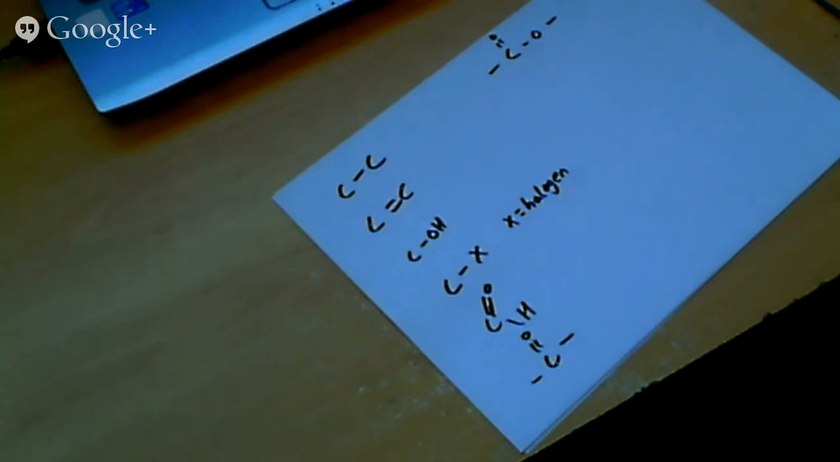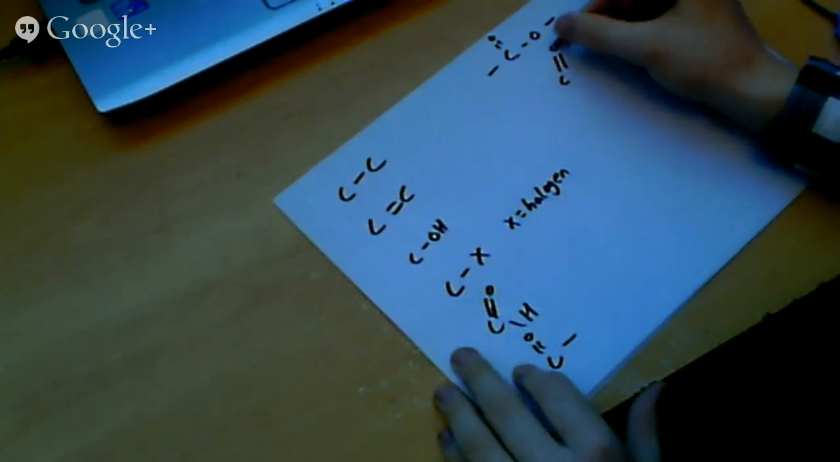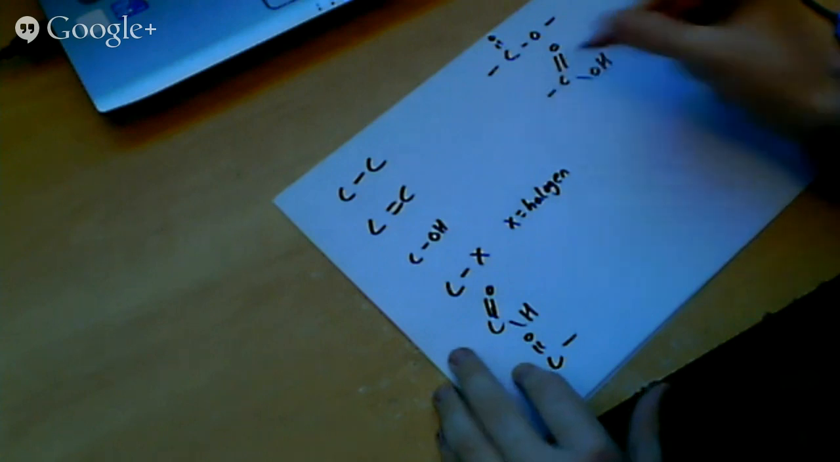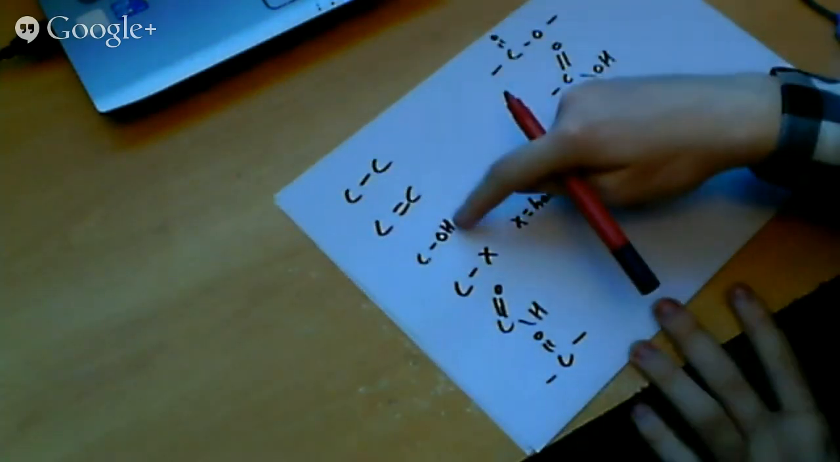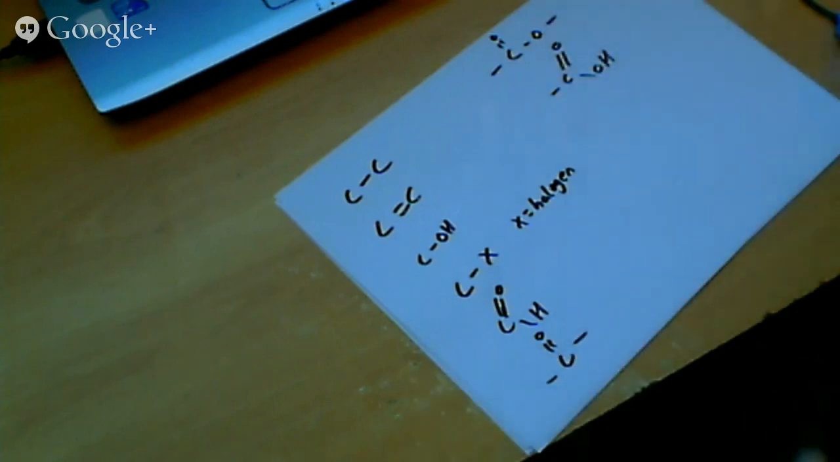Yeah, I think these are all the functional groups you need to know. So alkane, alkene, alcohol. Oh, another one, carboxylic acid. There you go. So alkane, alkene, alcohol, halogenoalkane, aldehyde, ketone, ester, and carboxylic acid.